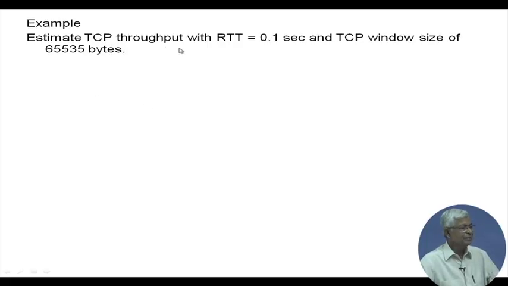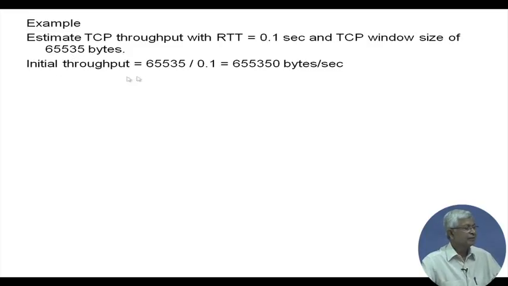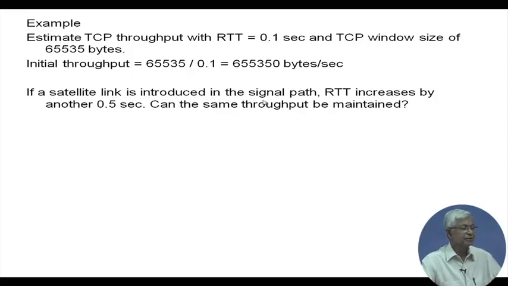Estimate TCP throughput with an RTT of 0.1 second and a TCP window size of 2 to the power 16 bytes, that is 65,535 bytes. Now, the initial throughput is window size divided by RTT, which is 655350 because of 0.1 in the denominator, so many bytes per second. That is the initial throughput. Now, if a satellite link is introduced in the signal path, RTT increases by another 0.5 second. So, it will become 0.1 plus 0.5, 0.6 second.